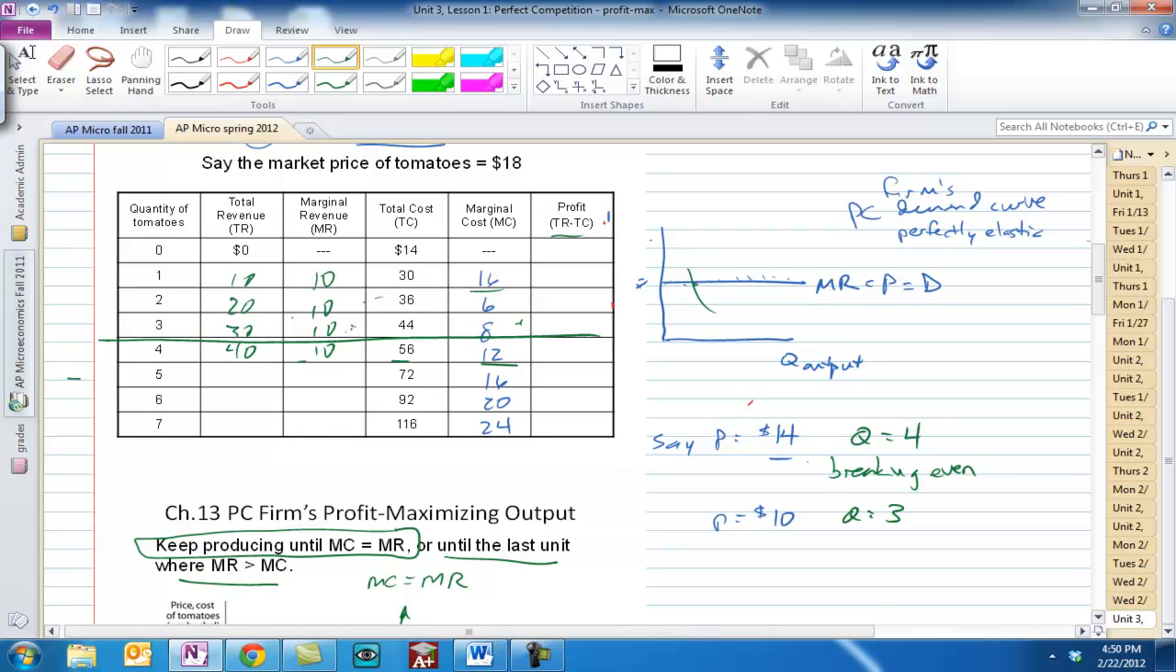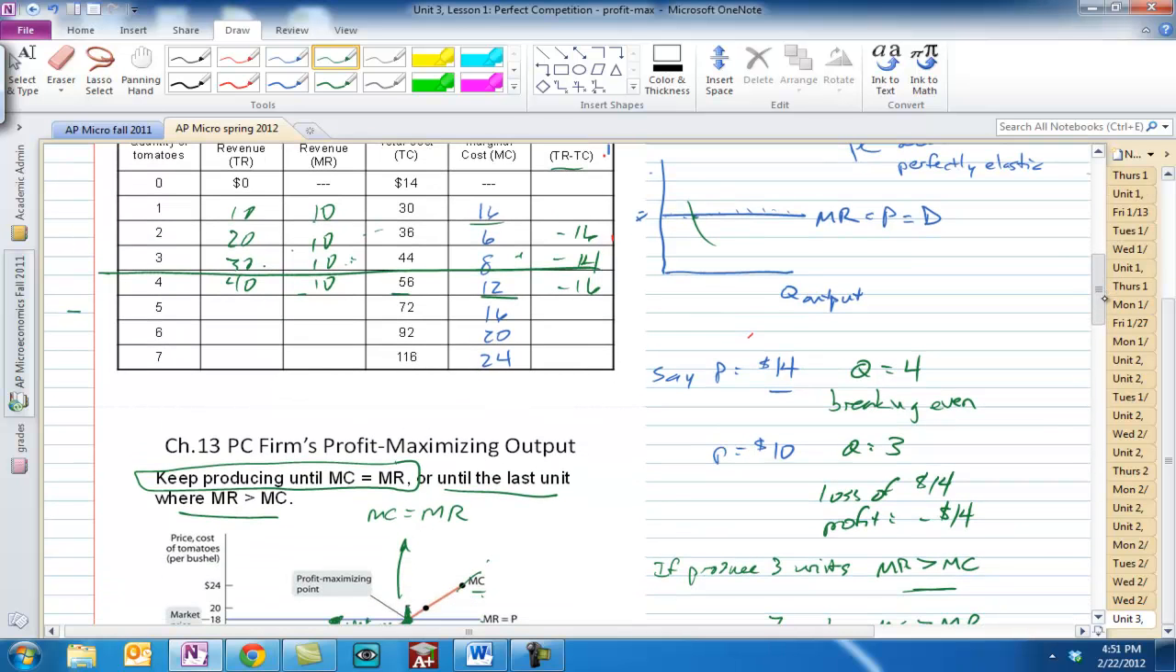Their amount of profit, which is just total revenue minus total cost, is negative $14. So they have a loss of $14. You could even say a loss of $14 or a profit of negative $14. It means the same thing. But again, that's their best situation. If you went through any of these other ones, they're worse. Negative 16, negative 16, and so on.